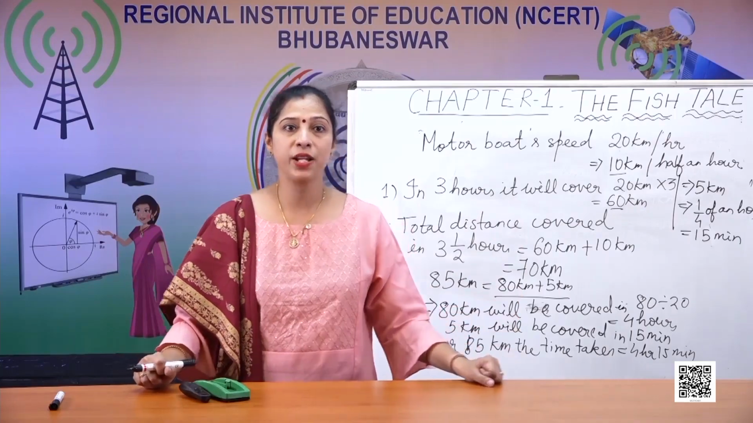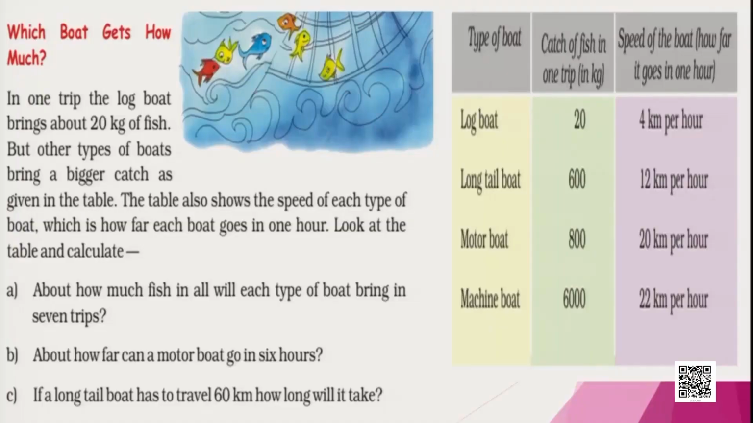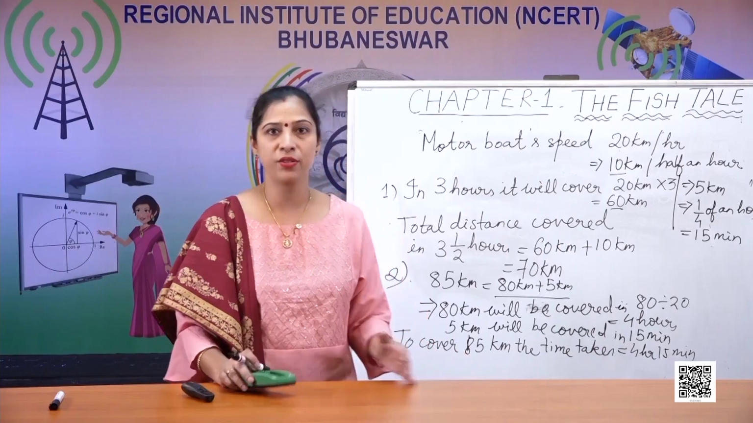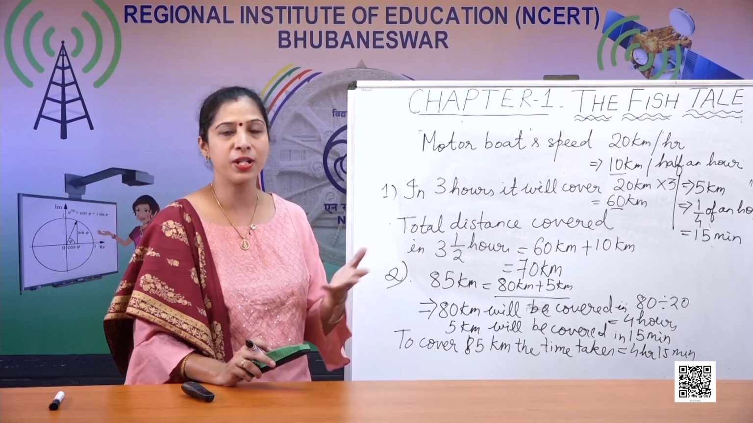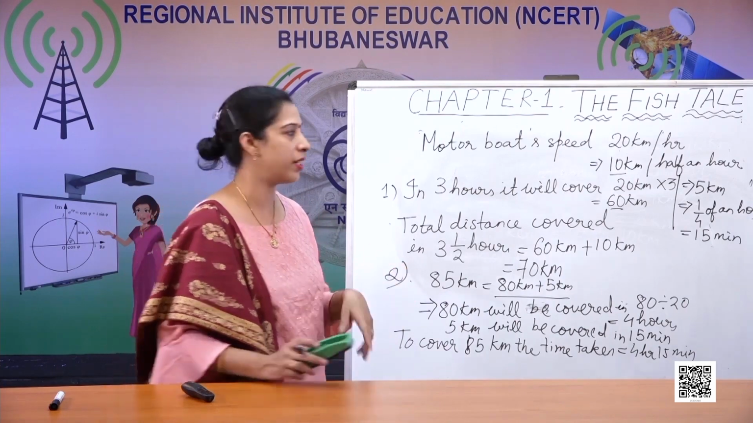So in one trip, let's see the question. Look at the table and let's calculate how much fish in all will each type of boat bring in 7 trips. So let's see how much fish they can bring in one trip, and we can multiply by 7 to get how much fish they can bring in 7 trips.